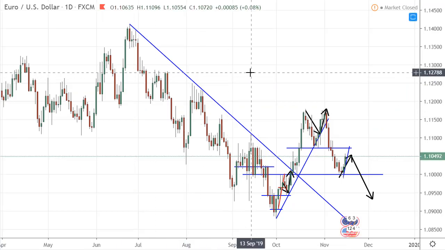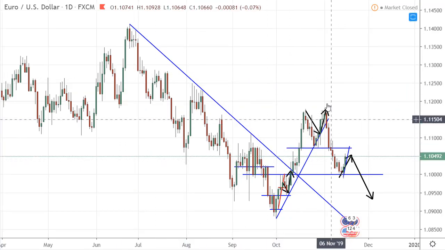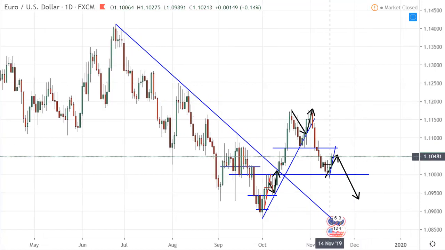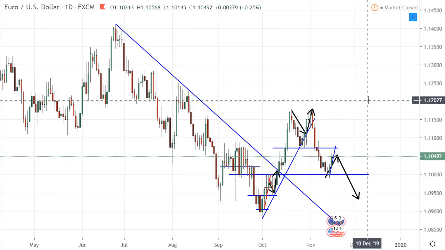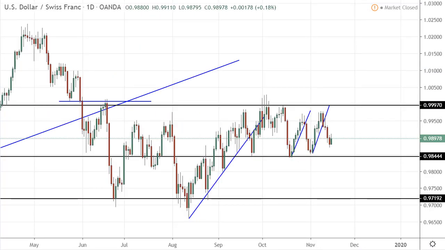Overall, euro dollar, pretty obvious. Pullback is happening. To me, I'm waiting to see where this pullback will end, and I am bearish on the euro dollar. Then the dollar against the Swiss franc.